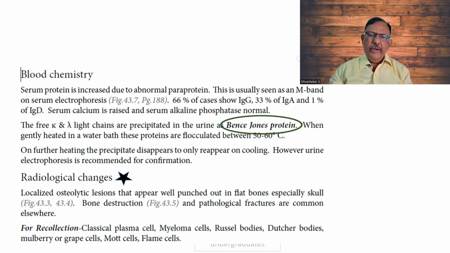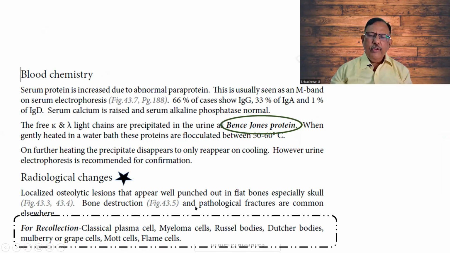Apart from that, you will be finding the Bence-Jones protein, which I will be demonstrating. Radiologically, there can be very well punched out lesions because of bone destruction, and pathological fractures can be seen. And for the sake of recollection, I would like you people to kindly memorize this. The classical plasma cell, myeloma cell, Russell bodies, Dutcher bodies, mulberry or grape cells, Mott cells, and the flame cells.